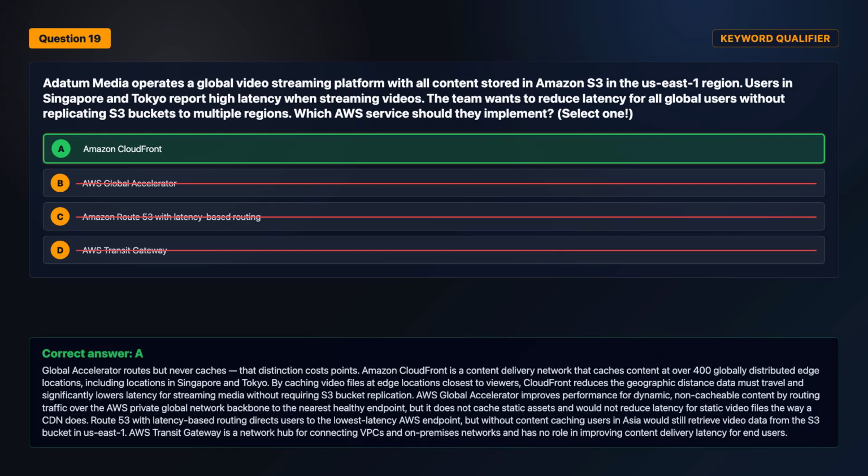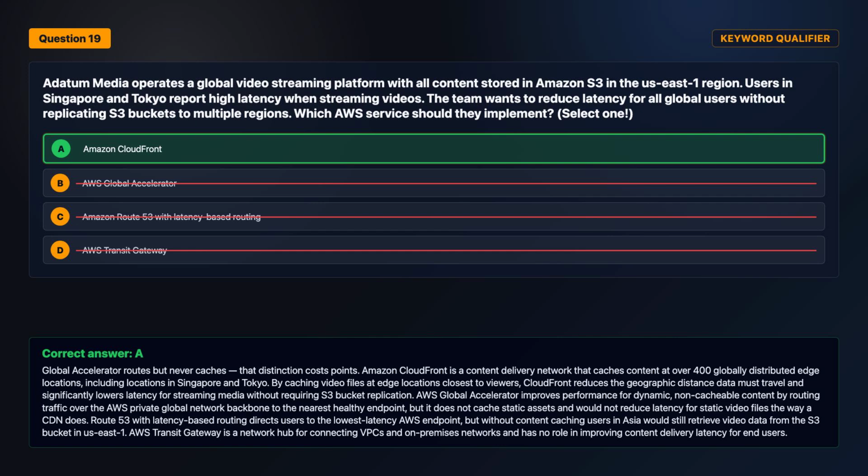The correct answer is option A. Global Accelerator routes but never caches, that distinction costs points. Amazon CloudFront is a content delivery network that caches content at over 400 globally distributed edge locations, including locations in Singapore and Tokyo. By caching video files at edge locations closest to viewers, CloudFront reduces the geographic distance data must travel, and significantly lowers latency for streaming media without requiring S3 bucket replication.